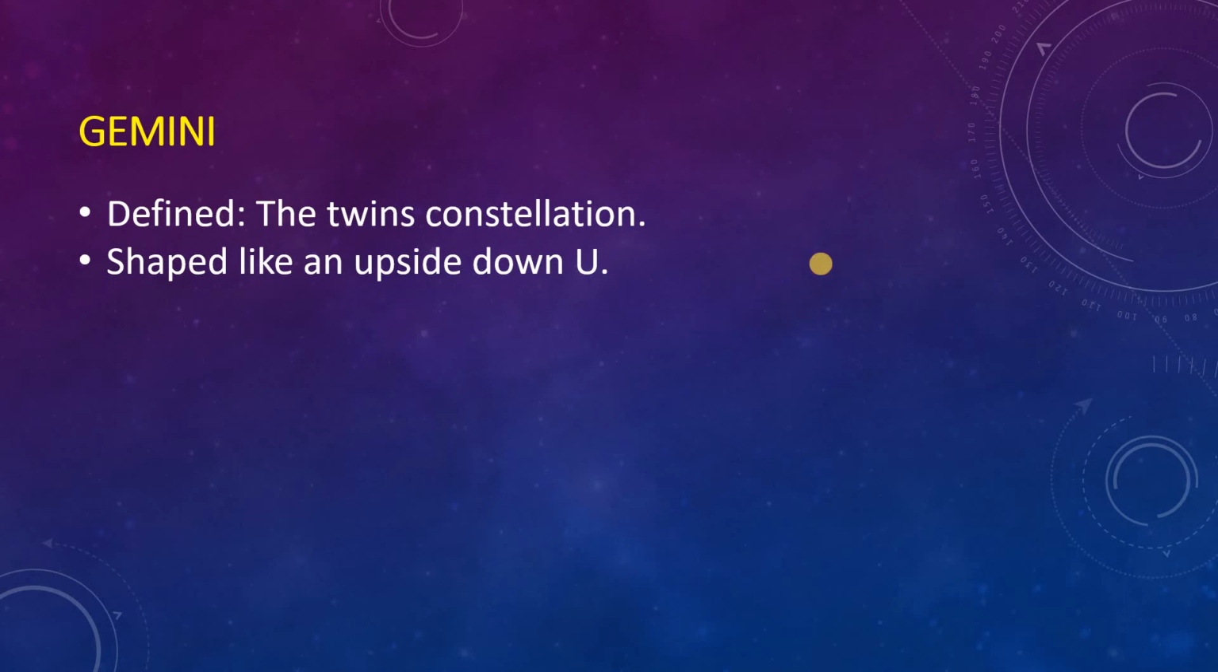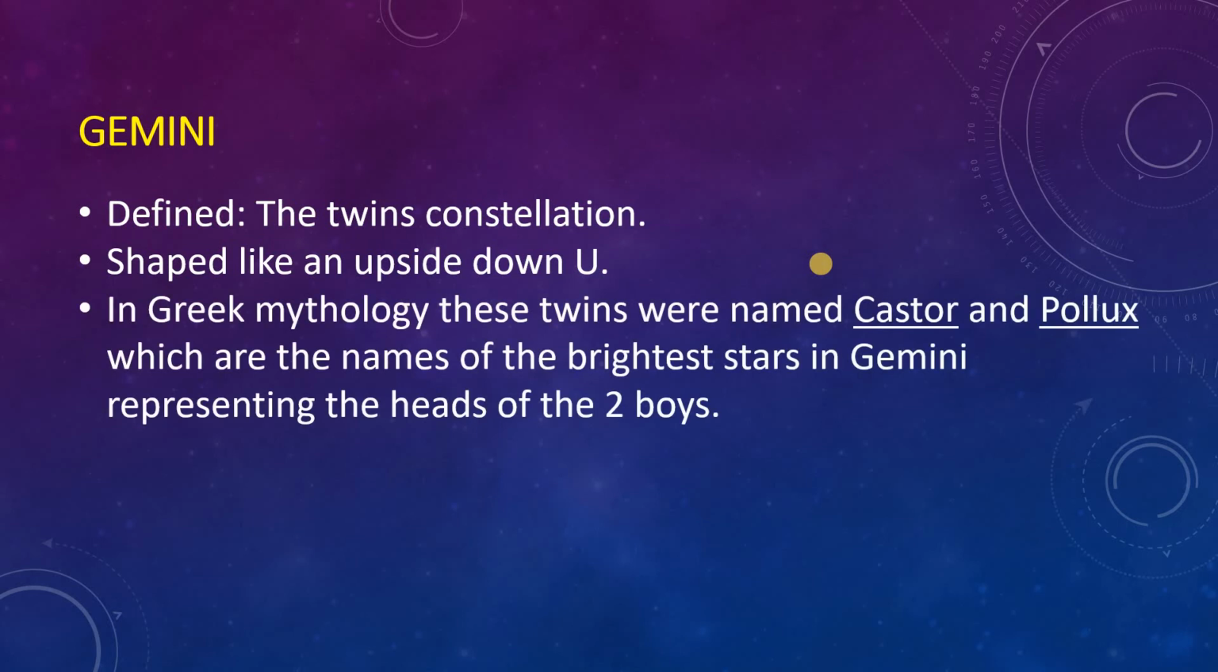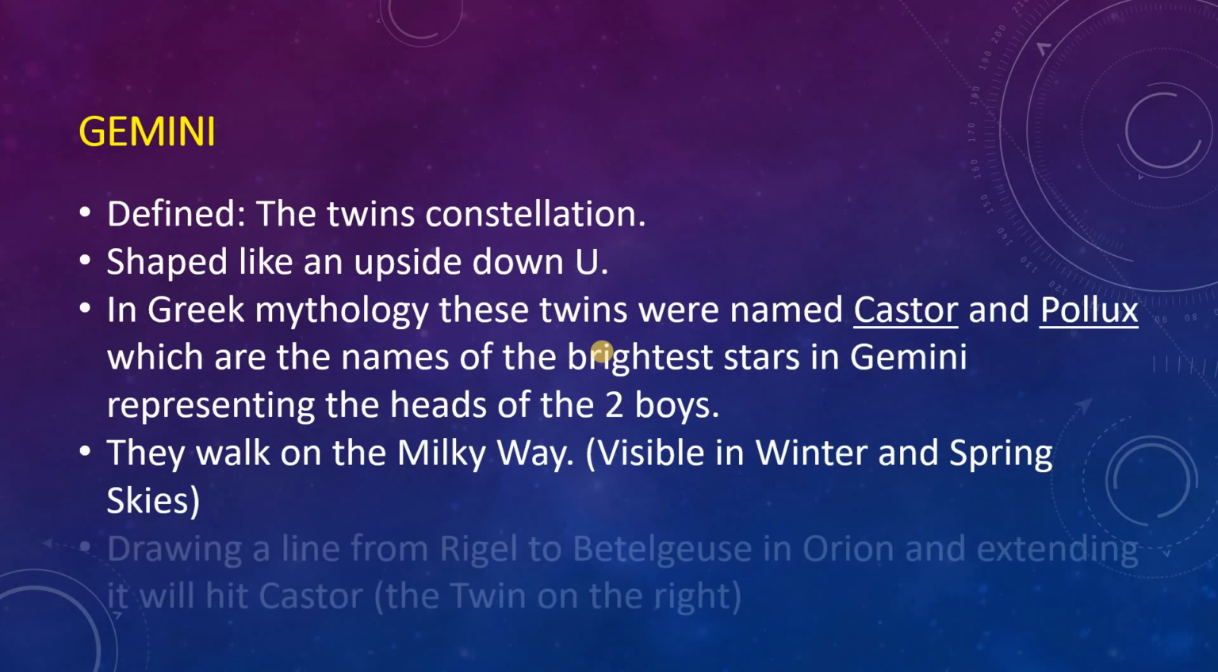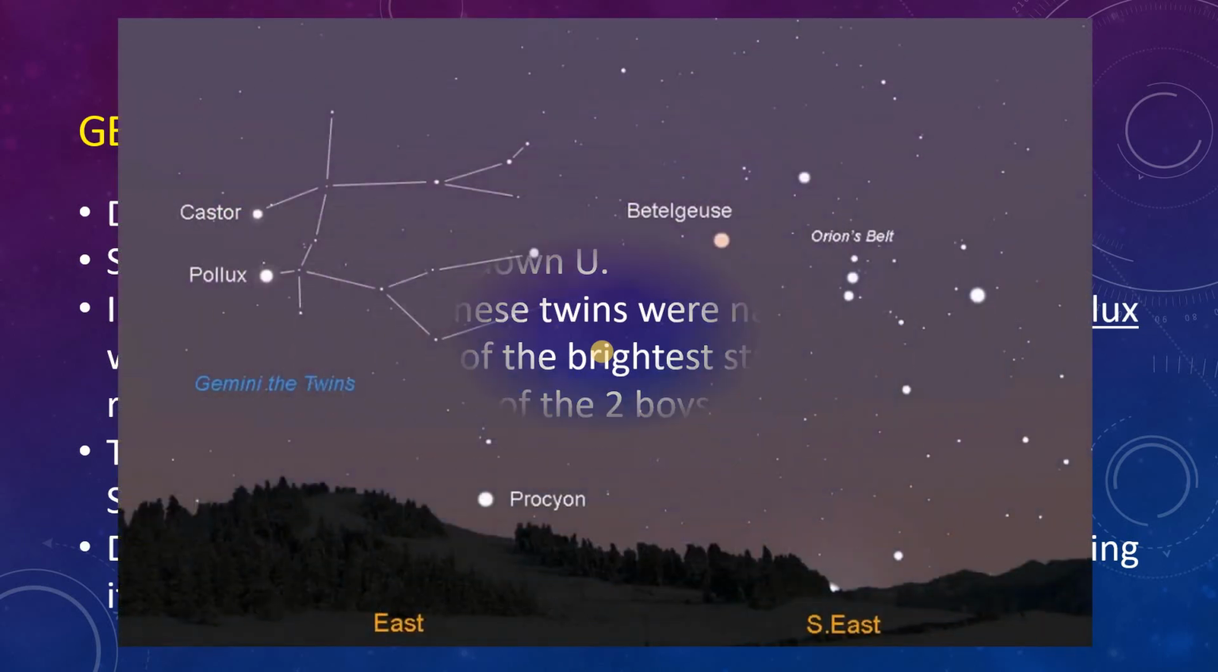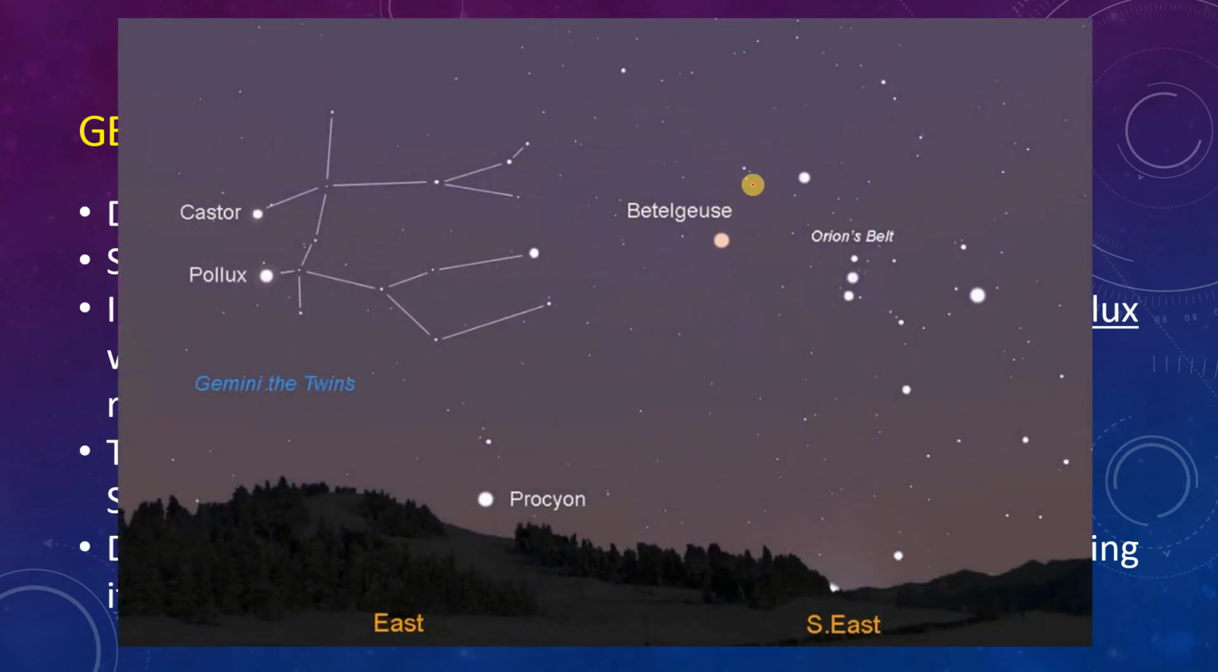And so in Greek mythology, these twins were named Castor and Pollux, which are the names of the brightest stars in Gemini, representing the heads of the two boys. You definitely want to know Castor and Pollux. They walk on the Milky Way, and so you can draw a line from Rigel to Betelgeuse and extend it, and you will hit Castor. So here is Orion. If you want to draw your hourglass figure, you'll get something more like this. Here he is. You go left, you will probably hit Sirius. Maybe that's what that is.